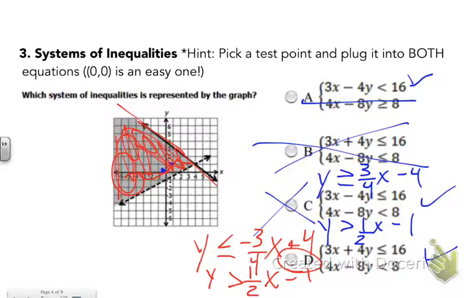And that was a lot of work. But use your test points, use what you know, put everything in slope-intercept form, and do not forget that if you divide by a negative, you have to flip the sign, because that's what made the difference in making it option D and not option C.